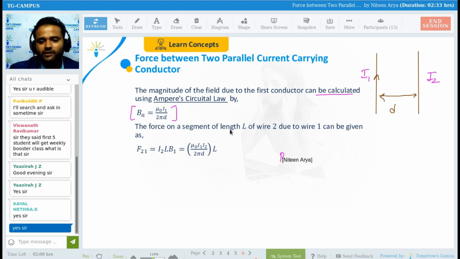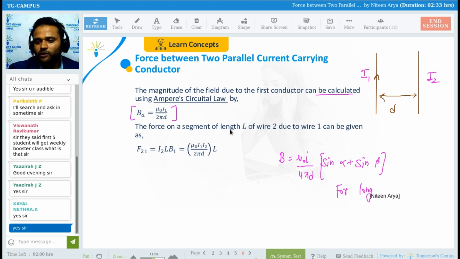So the magnetic field for a wire is B equals mu naught I upon 4 pi D, sin alpha plus sin beta. For an infinite wire, what do we say? For long wires or infinite wires, what is the meaning of a long wire or infinite wire? Can anyone tell me?